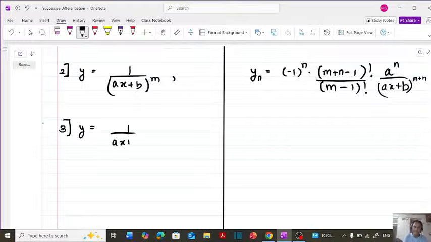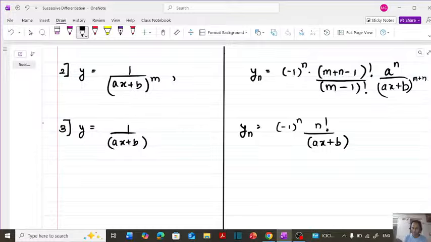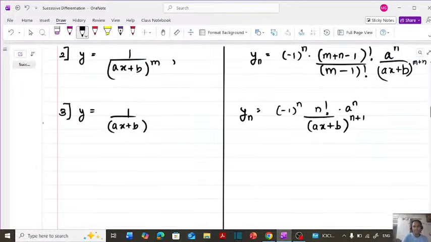It is 1 over (ax plus b). So here the yn formula is going to be minus 1 to the power n. Now here m is not there, right? So it's going to be n factorial over (ax plus b) to the power (n plus 1), into a to the power n. Yeah, this is all about it. There are a few other versions, but this is manageable.